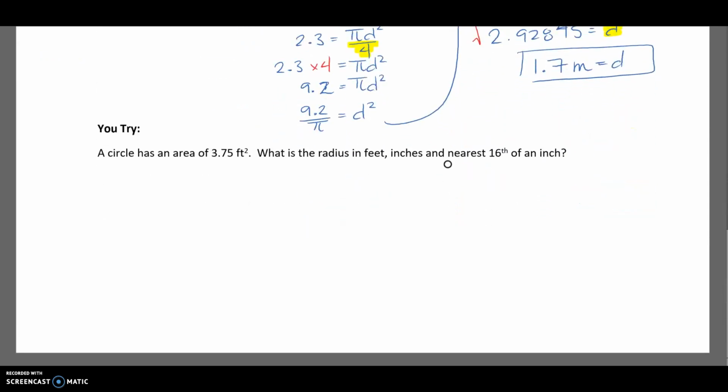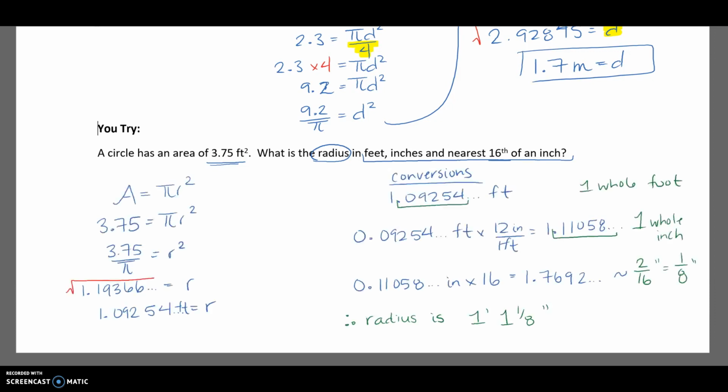Take a moment to try the next question. We have a circle with an area of 3.75 square feet. I'd like you to find the radius, and when you do this question, your radius will be in feet and you'll get a decimal answer. Go back to the previous video if you need to, but practice converting that to the number of whole feet, whole inches, and fractions of an inch to the nearest 16th of an inch. And you can check and see how you did.